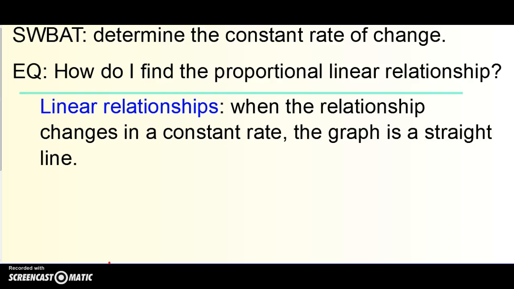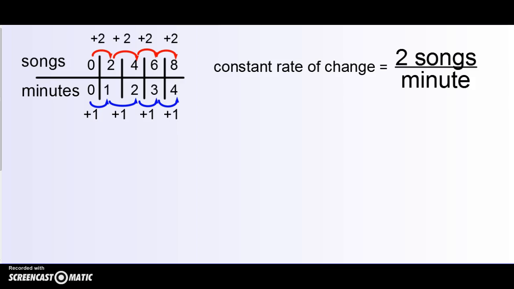So, a good definition is, linear relationships are when the relationship changes at a constant rate and the graph is a straight line. Quick example: it looks like you're uploading 2 songs, and the songs are increasing by 2 each time and the minutes are increasing by 1 each time. So we would say that's a constant rate of change of 2 songs per minute.